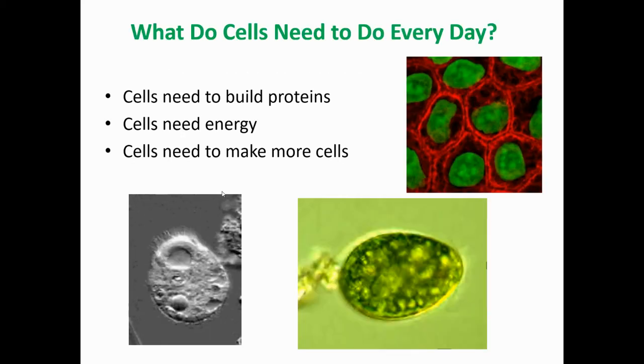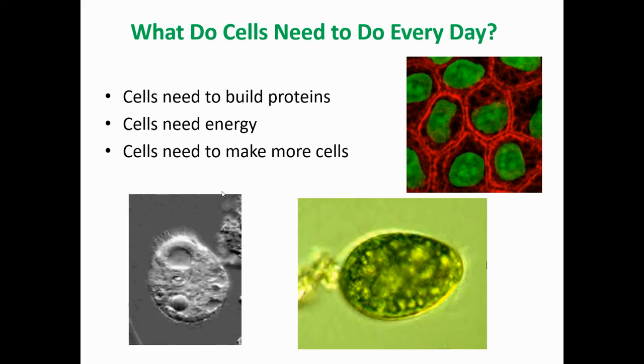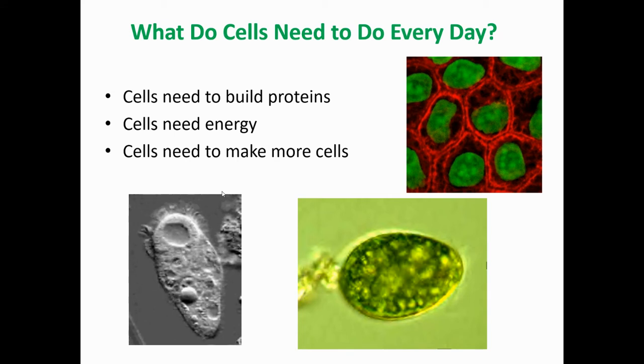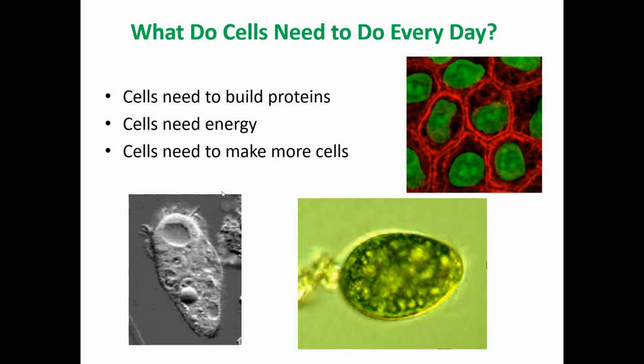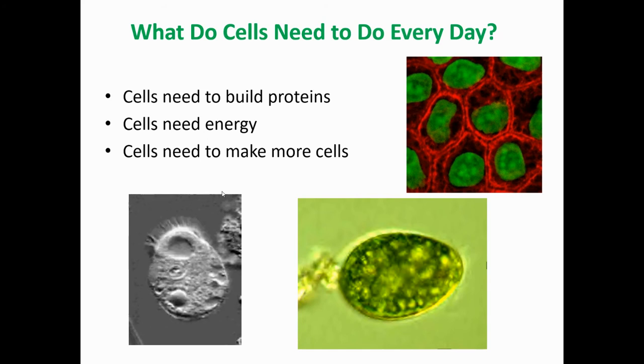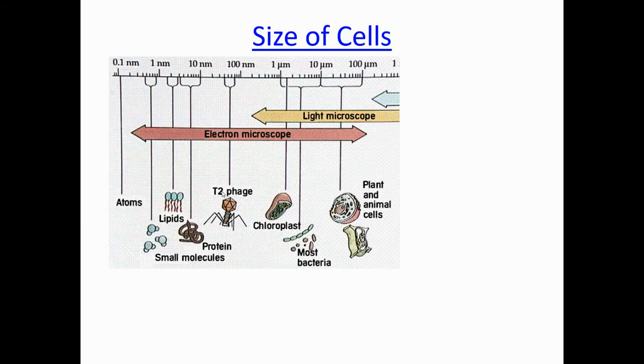There are a couple things cells need to do every day. They need to make proteins, right? They need energy, either make it and use it or just use it. They need to make more of themselves, okay? Whether they are unicellular, one cell, or multicellular, composed of many cells, they need to reproduce more cells. Cells are made of a bunch of different things, but they're really small, right? And so the stuff in there is even smaller.